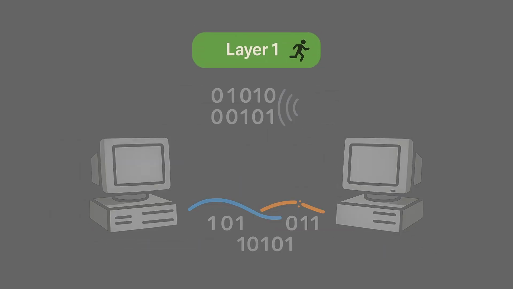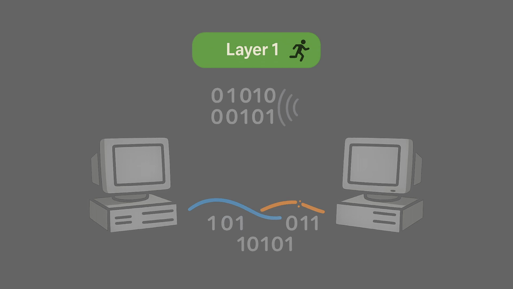And finally, the physical layer. This is where all those ones and zeros actually move. It's the hardware, cables, fiber optics, radio waves, electric signals, and network interfaces. This layer defines how bits are physically transmitted, voltage levels, signal timing, pin layouts, and so on.